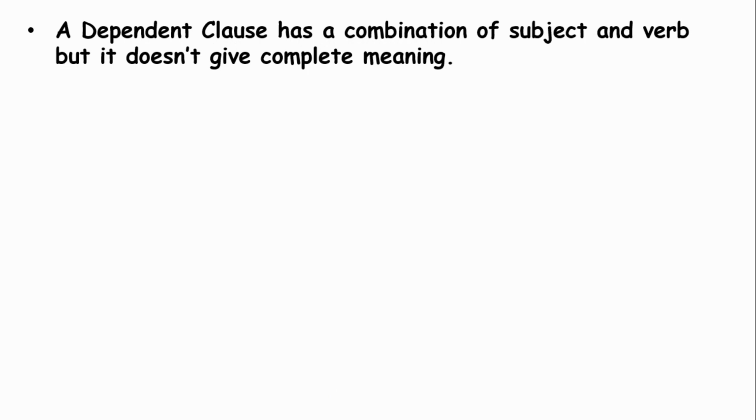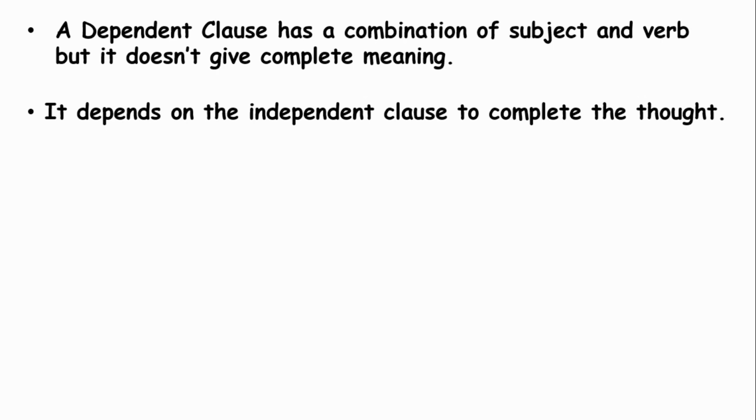A dependent clause has a combination of subject and verb. Even a dependent clause has a combination of subject and verb, but it doesn't give complete meaning. It depends on the independent clause to complete the thought. It can't stand on its own. It needs support. Support of whom? An independent clause. Example: though he is rich. Do you get complete meaning over here? Immediately, if I say though he is rich, you are going to ask me, yes, what happened?